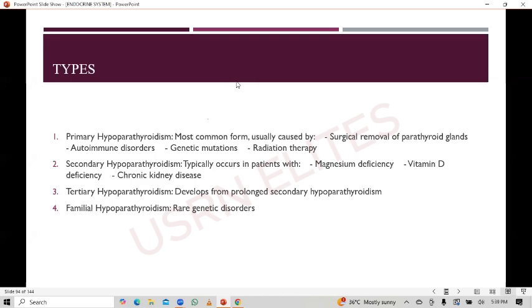All right, good. Then we have tertiary hypoparathyroidism. That one develops from secondary, and then we have the genetics. Okay. All right.